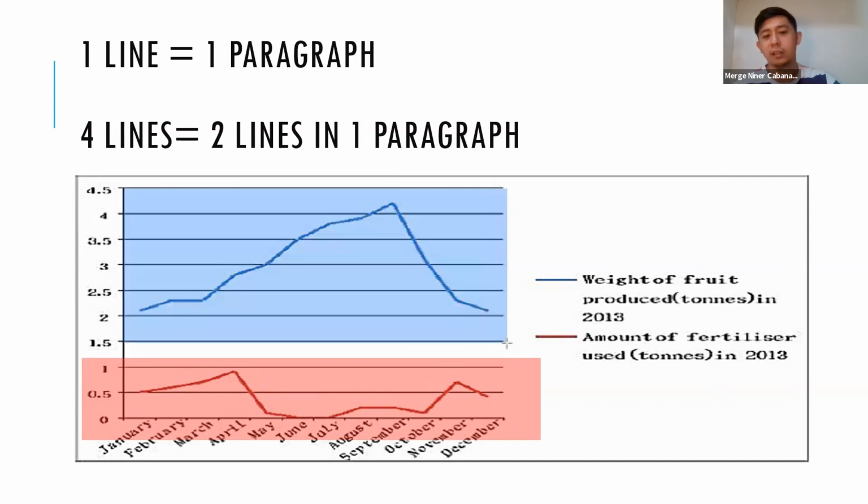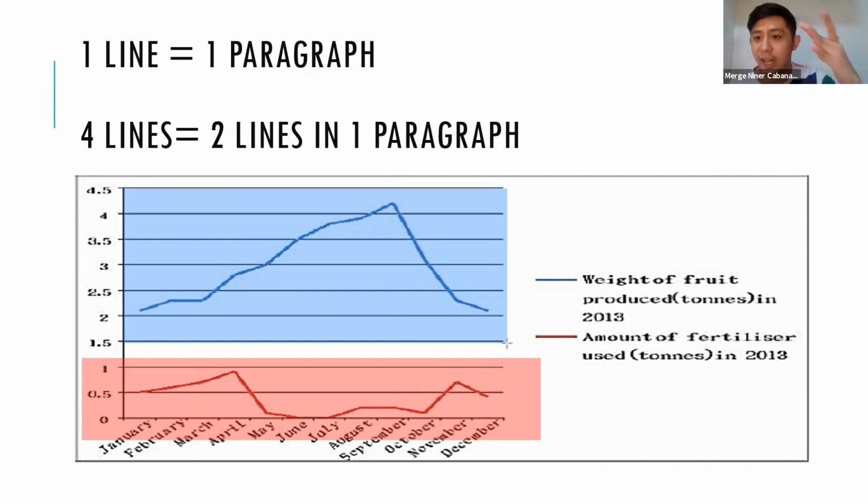I will be using 2. So one paragraph for the weight of fruit, one paragraph for the amount of fertilizer. So what about if I see 3 lines? That will be introduction, that will be general overview. I will use my first paragraph for the first line, second paragraph for the second line, third paragraph for the third line. It makes it 5.